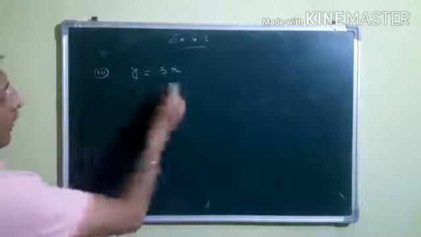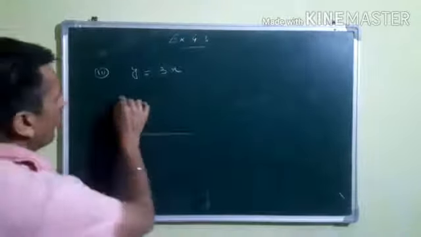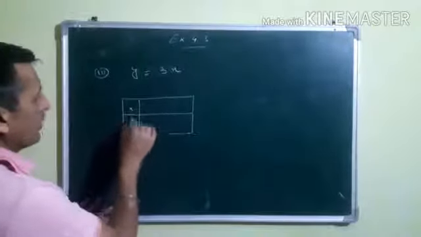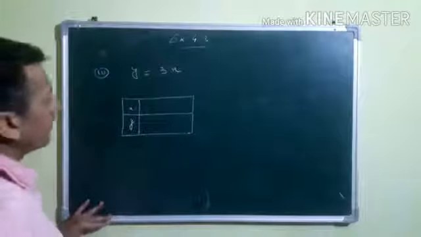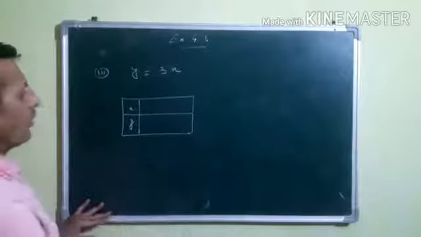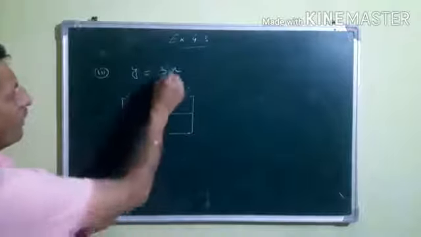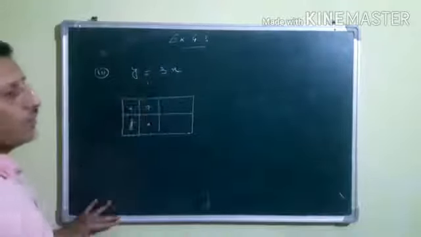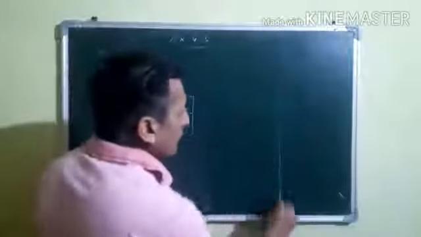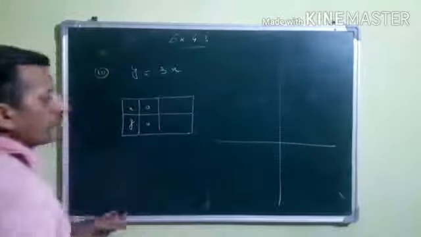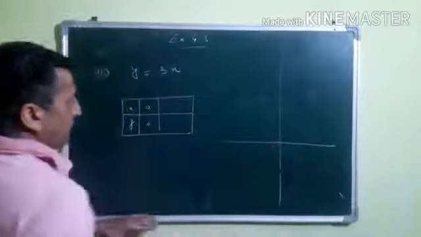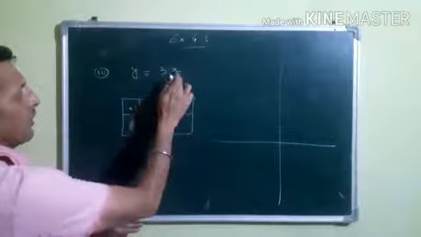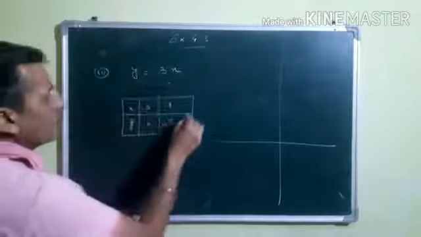Remember this thing. Now if you want to draw this line, once again you have to draw a table like this. Here are some values for x, and similarly you can take some values for y. I am taking simply one or two values. Now once again when x is equal to 0, naturally y is equal to 0. That means it passes through the origin. This is the origin. After this, I am taking x is equal to 1. When we take x is equal to 1, naturally y is equal to 3.